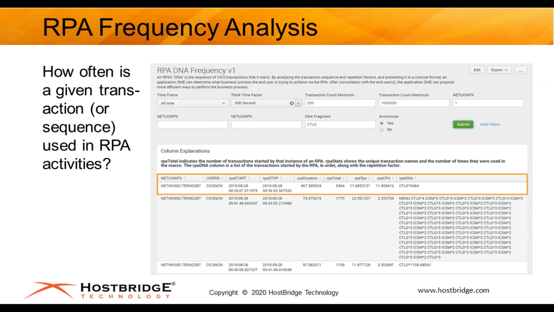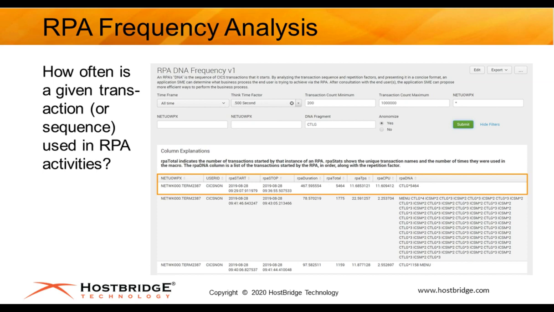The other thing we wanted to figure out, once we saw that, the customer asked the question, well, what transactions are kind of tangled up in these bot-driven activities? And so we went back to the drawing board and created what we call a kind of DNA frequency analysis. How often is the CTLG transaction tangled up in these sorts of business processes driven by a bot?